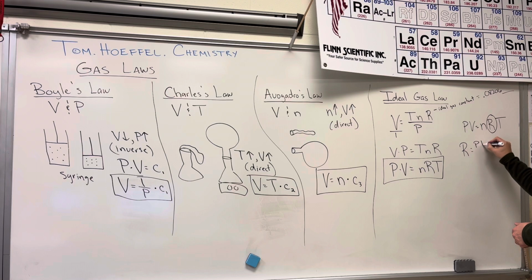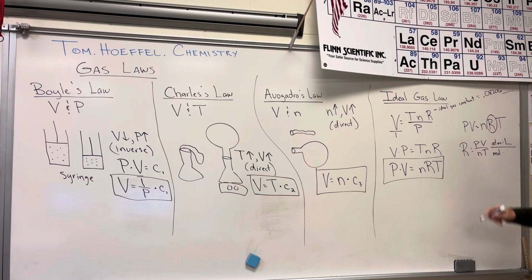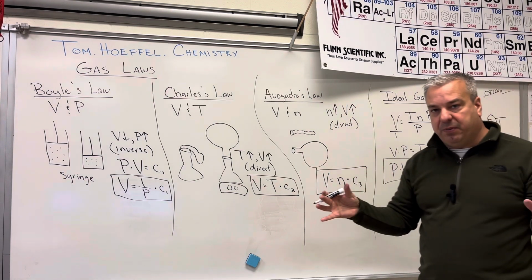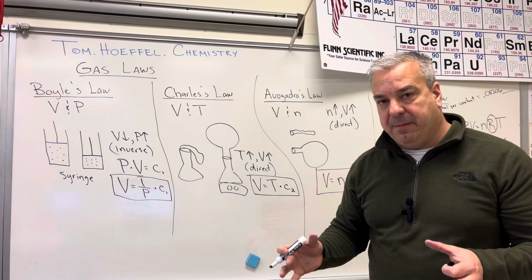So it's going to be PV divided by NT. And the unit that we use for pressure is going to be ATM. The unit that we're going to use for volume is going to be the liter. The unit that we're going to use for moles is moles. And then the unit for temperature is the important part that we need to talk about.